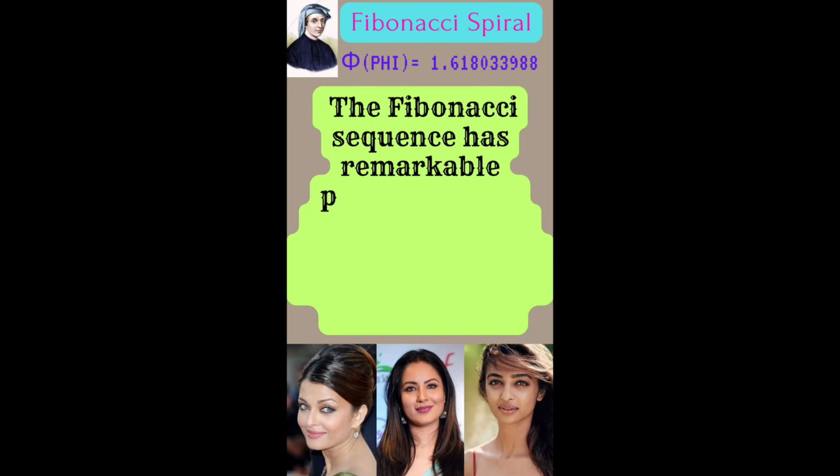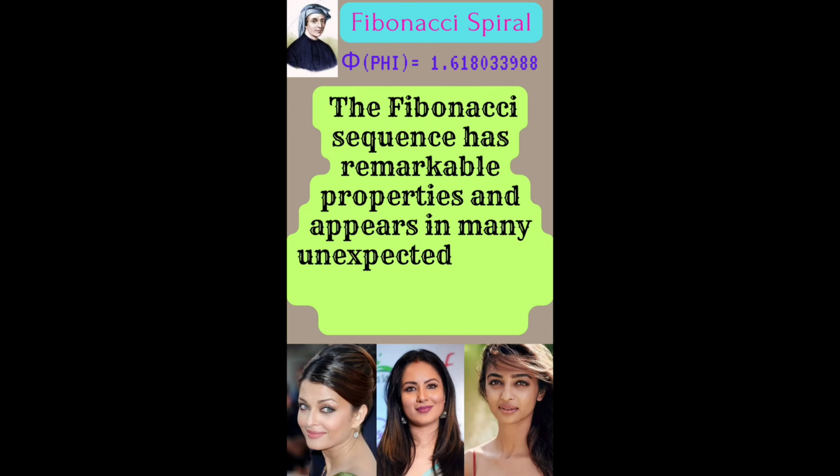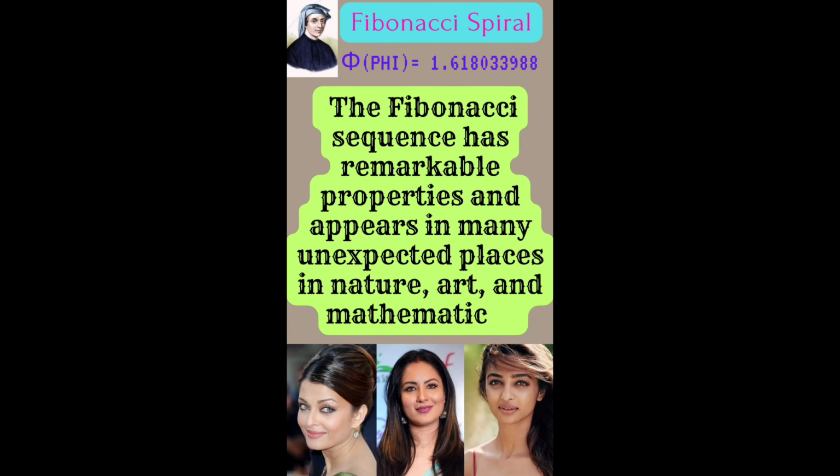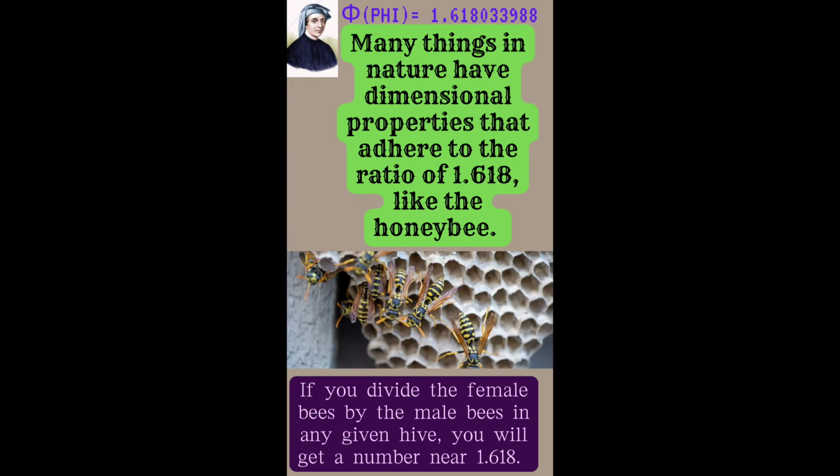The Fibonacci sequence has remarkable properties and appears in many unexpected places in nature, art, and mathematics. Many things in nature have dimensional properties that adhere to the ratio of 1.618, like the honeybee. If you divide the female bees by the male bees in any given hive, you will get a number near 1.618.